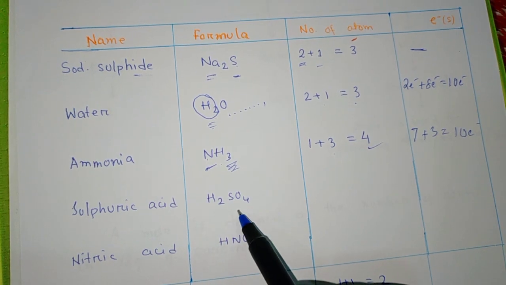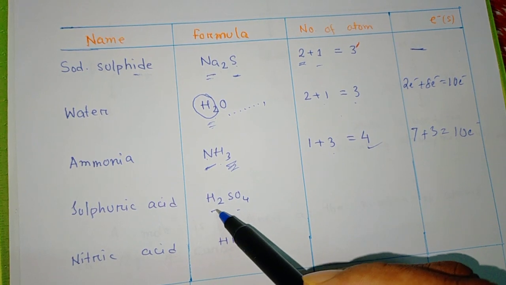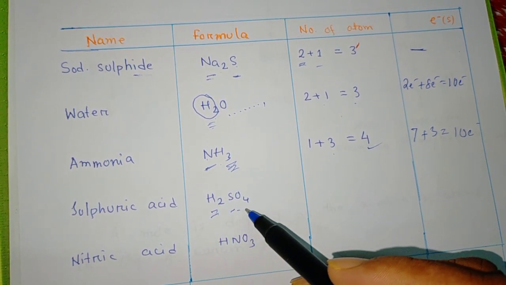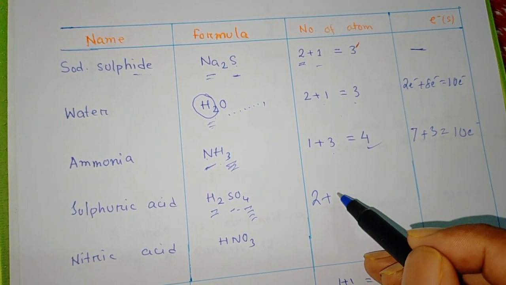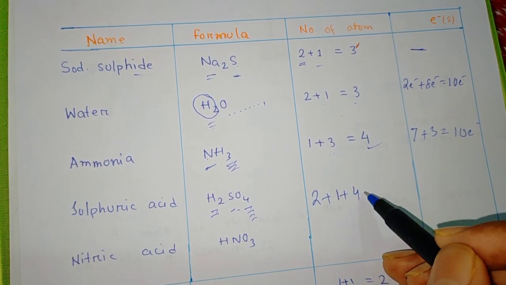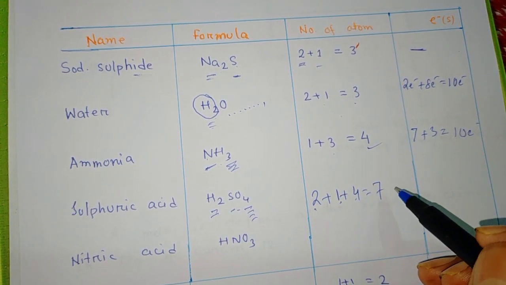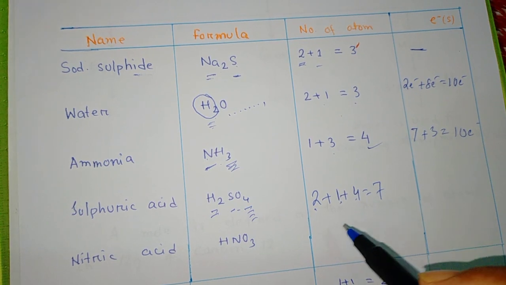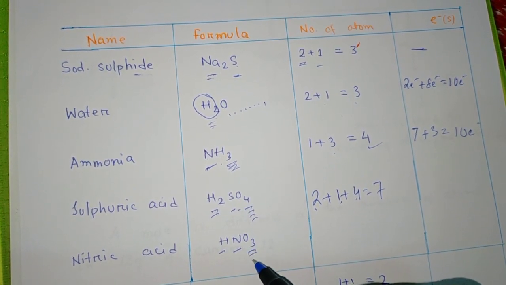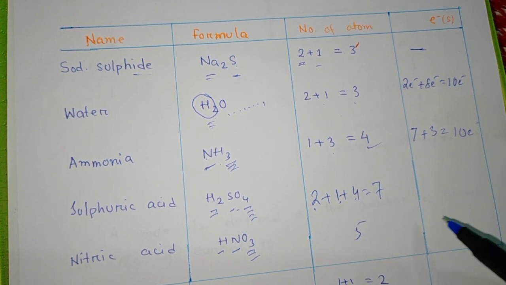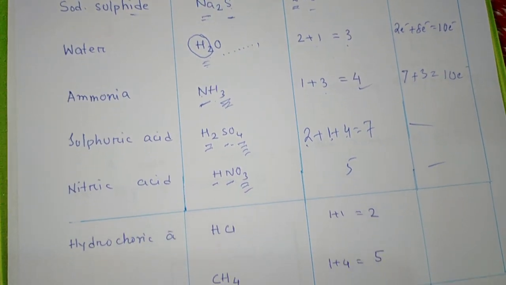Now H2SO4, you want to count the number of atoms, how many hydrogens are there? 2 hydrogen, 1 sulfur, how many oxygen are there? 4 oxygen. So 2 hydrogen plus 1 sulfur, 4 oxygen, 4 plus 1, 5 plus 2. In total, H2SO4 contains 7 atoms. So HNO3, 1 atom, 1 atom, 3 atoms. So HNO3 contains 5 atoms. So the number of electrons, student, you calculate.